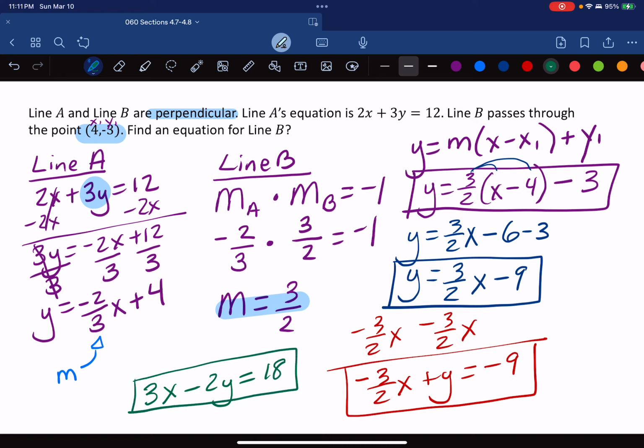And these four that I have boxed in are all equivalent equations for the same line. If you were to plug them into Desmos graphing calculator at desmos.com, you would see that these would all graph the same line.